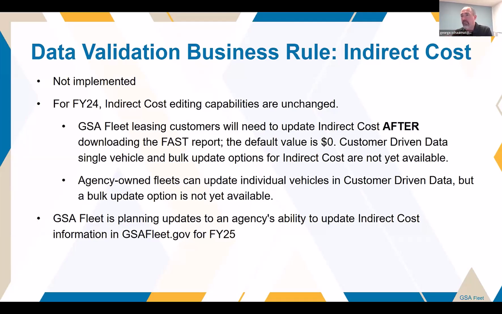We do get some questions about indirect cost. It can't be 0. It's got to be somewhere between $10 and $4,700. That's really up for your agency to decide. GSA Fleet doesn't have any input on the indirect cost piece. There is a link to that FMR on the Fast Help tab for the indirect. This is one of those items that we do plan on incorporating, and we are hoping to incorporate it as an enhancement for FY25 so that you can preload that information within the customer-driven data.